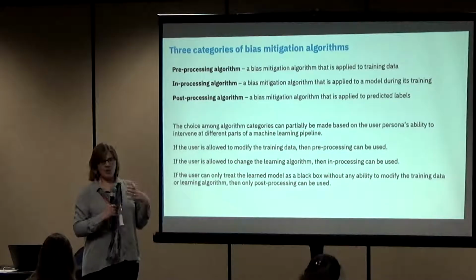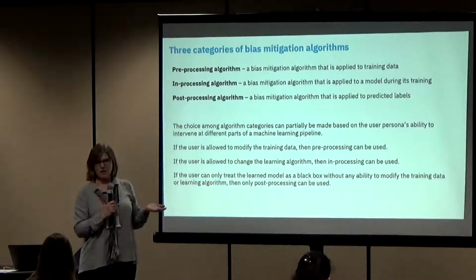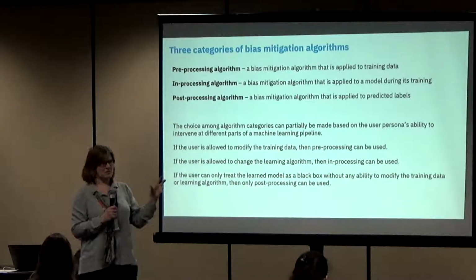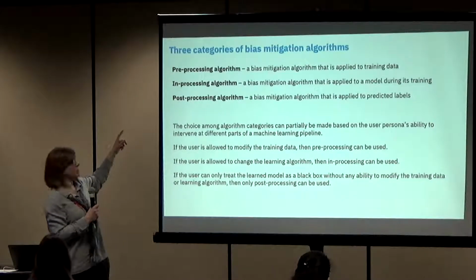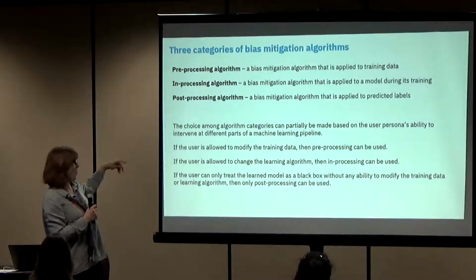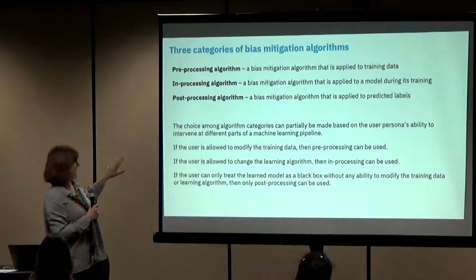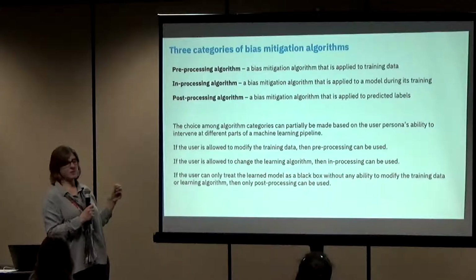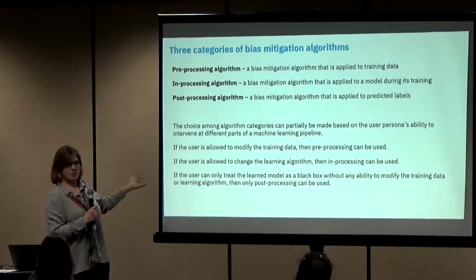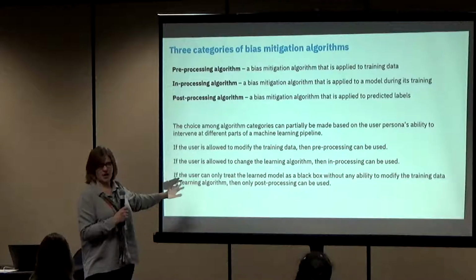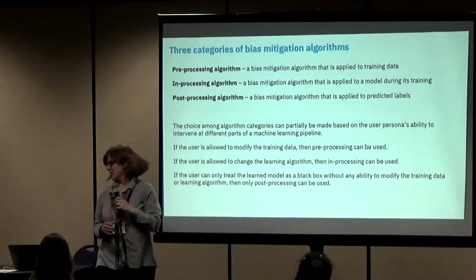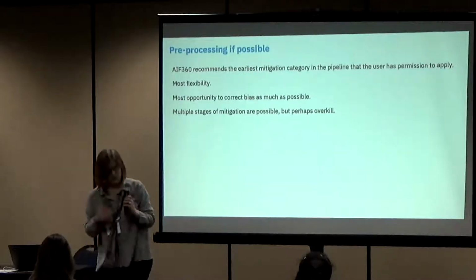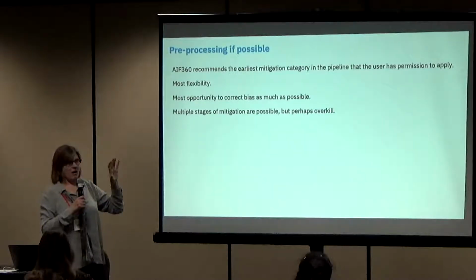So partly it's a very pragmatic choice. Do I have access to the data? Can I modify the data, in which case you can apply a pre-processing algorithm? Or am I allowed to change the actual algorithm, the classifier, then you can do in-processing. If it's totally black box, then you are only able to do post-processing. So that's one of the ways you can think about what you can do.